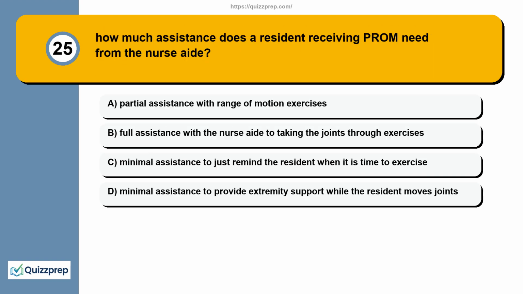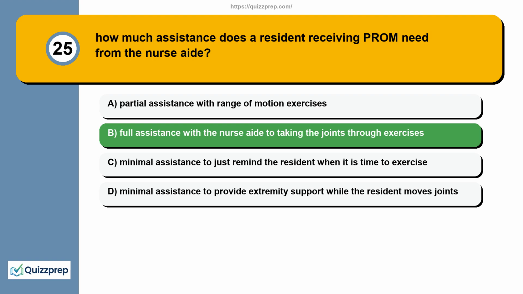Question 25. How much assistance does a resident receiving PROM need from the nurse aide? Option A, partial assistance with range of motion exercises. Option B, full assistance with the nurse aide taking the joints through exercises. Option C, minimal assistance to just remind the resident when it is time to exercise. Option D, minimal assistance to provide extremity support while the resident moves joints. The correct answer is option B, full assistance with the nurse aide taking the joints through exercises.